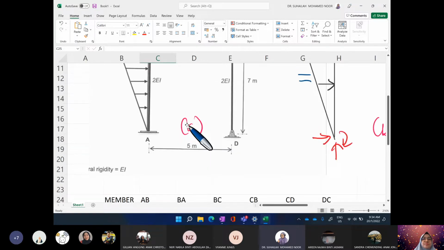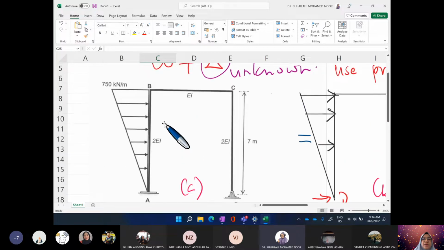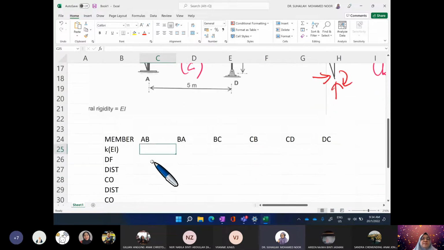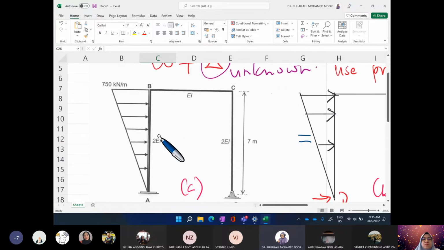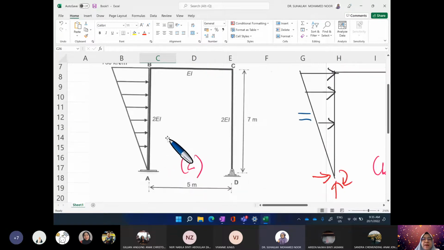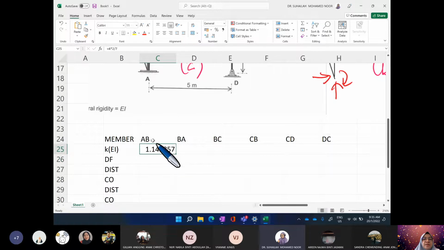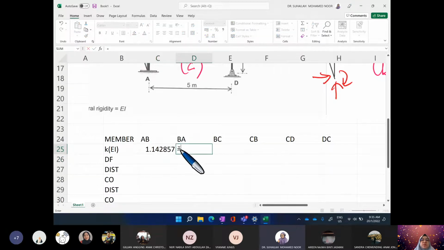Okay, K. It is 7 meter, it is 4EI over L. It is 4 times 2 divided by 7. Okay, it is 4 times 2 because it is 2EI, divided by L, L is 7. So it is equal because this is actually the same value.